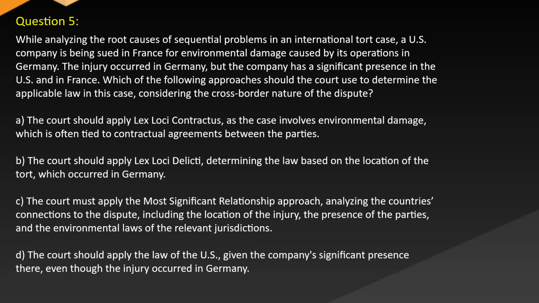A. The court should apply lex loci contractus, as the case involves environmental damage, which is often tied to contractual agreements between the parties. B. The court should apply lex loci delicti, determining the law based on the location of the tort, which occurred in Germany. C. The court must apply the most significant relationship approach, analyzing the countries' connections to the dispute, including the location of the injury, the presence of the parties, and the environmental laws of the relevant jurisdictions. D. The court should apply the law of the U.S., given the company's significant presence there, even though the injury occurred in Germany.